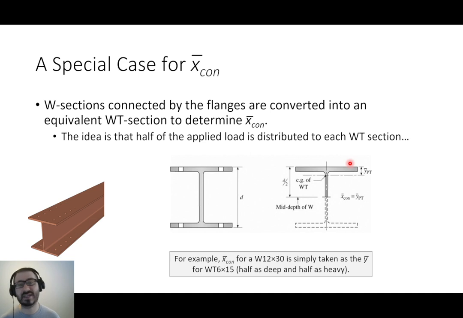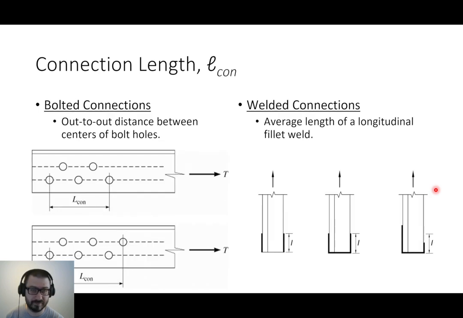Let's say your tension member is a W12 by 30. What you would do is look up a WT6 by 15, because half is deep and half is heavy, and just look up the equivalent y bar, and then that's what you use. Again, while it's a little weird, it's actually pretty easy to employ. We're going to have an example on this during the next lecture when we come back in person.